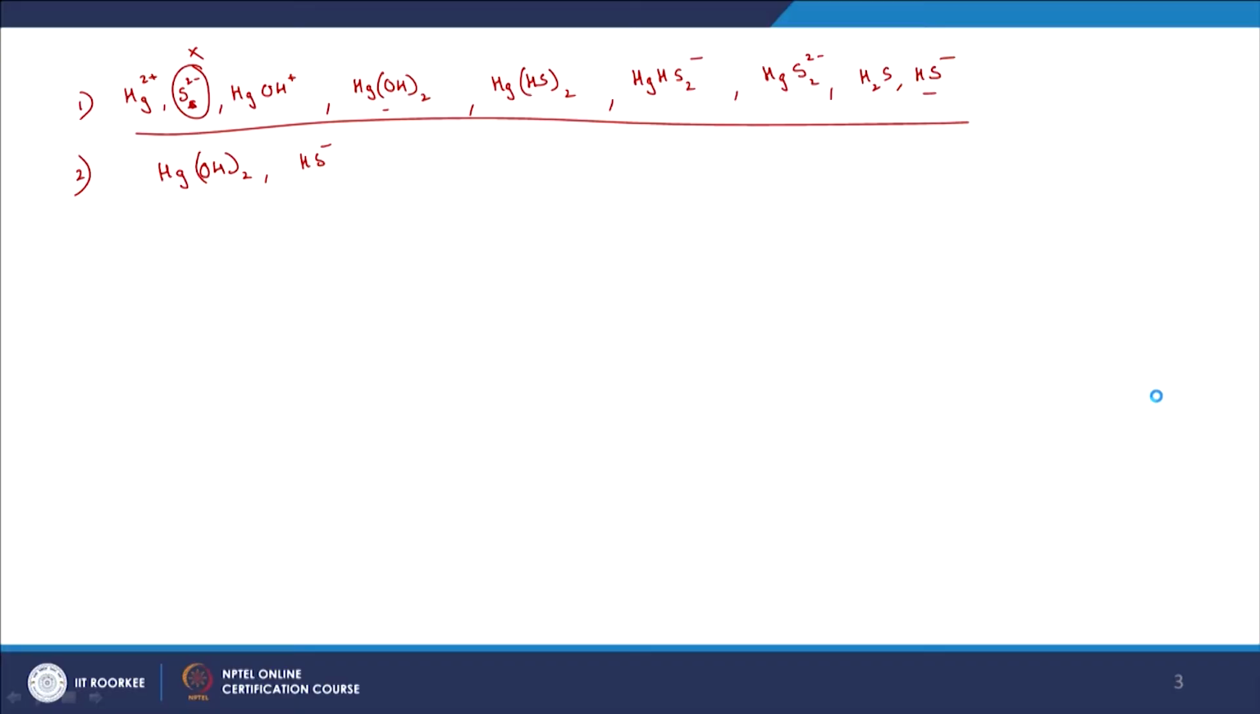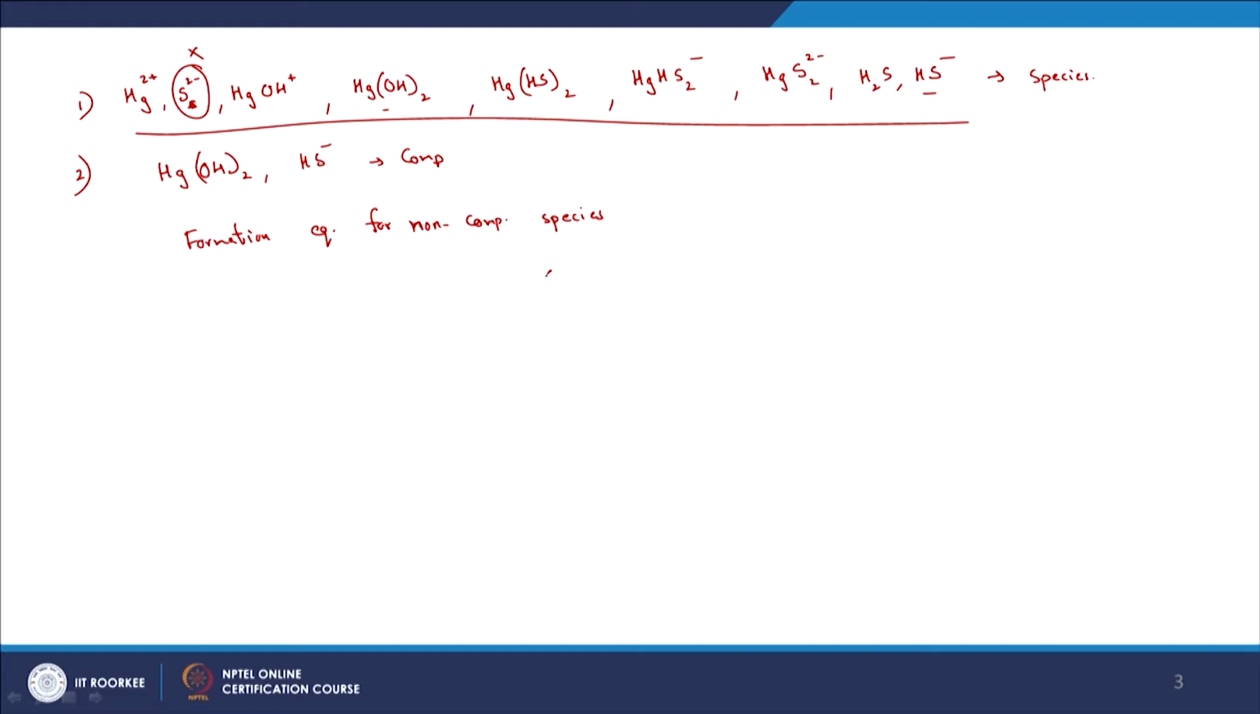Because in the second question we are going to use the Tableau method to solve for this particular solution, it makes more sense to set up the total component concentrations in those components, which you can translate to the Tableau. So HS minus and HgOH twice are the components here. These are the components and these are the species. So let us go with the formation equations for the non-component species. First let me list those species which are non-component.